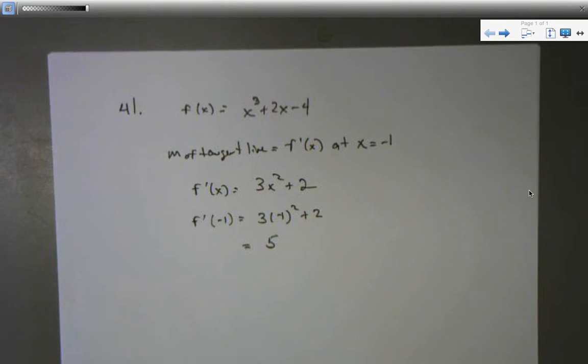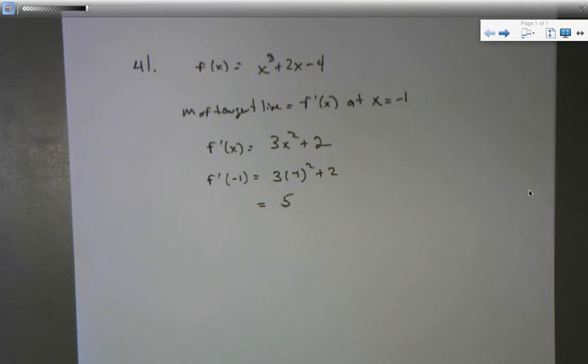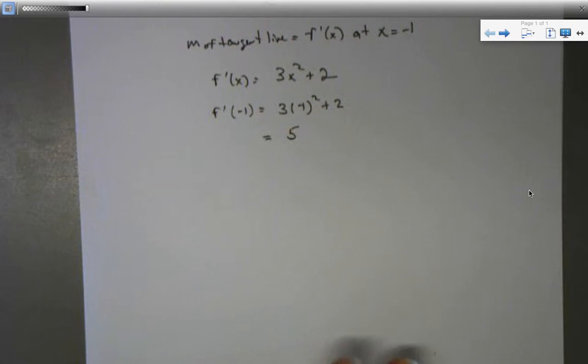All right, 43 is written out pretty plainly in the solutions I've already posted for you on the homework. Let's drop down to number 47.